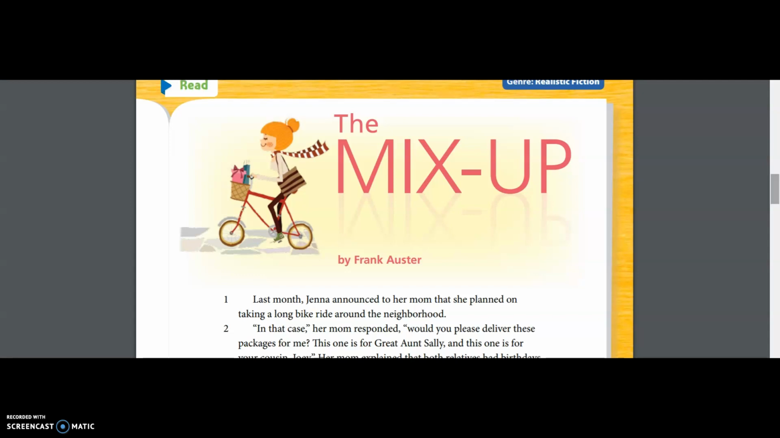I hope you said that it was Jenna, Jenna's mom, and Great Aunt Sally as the main characters. Next question: where does the story take place? So I'm asking you for our setting. Where and when is our story taking place?